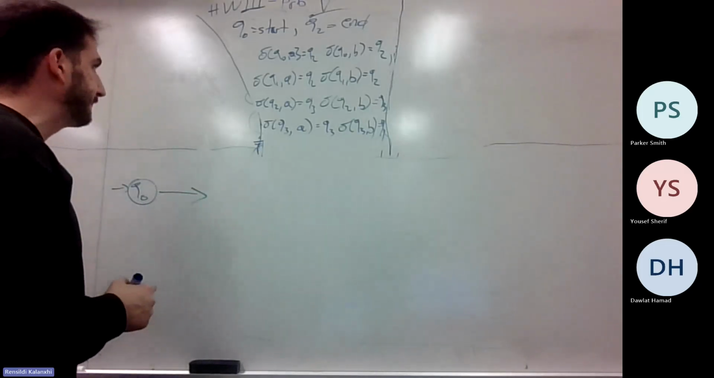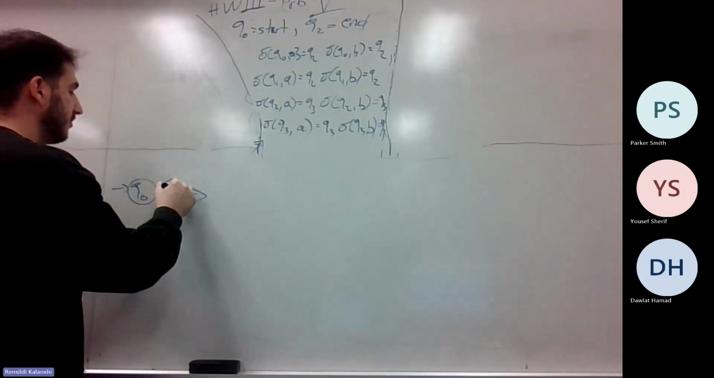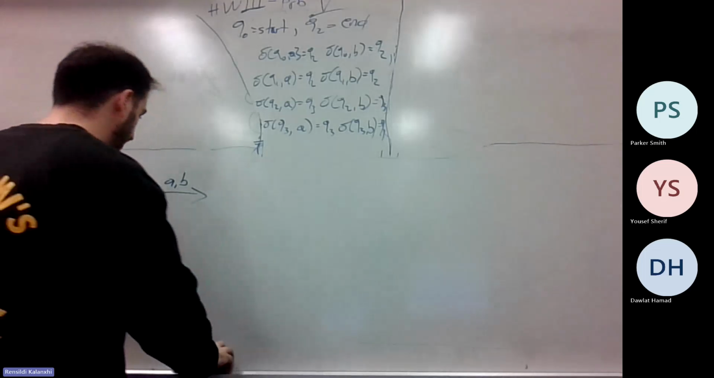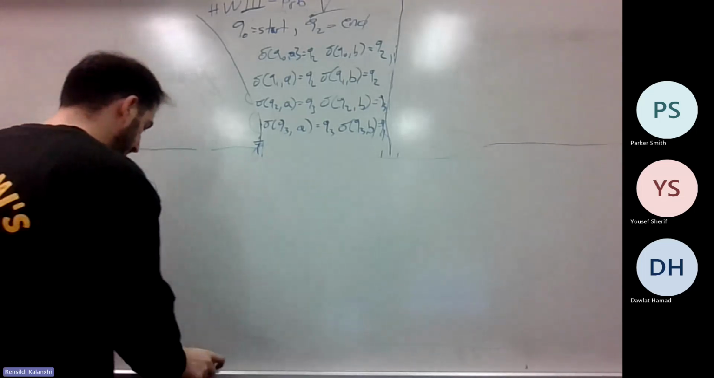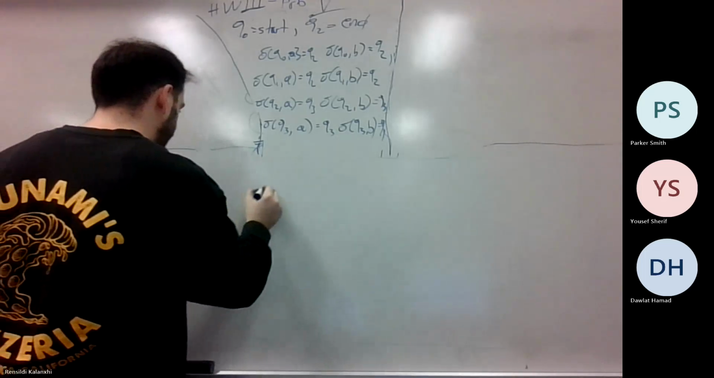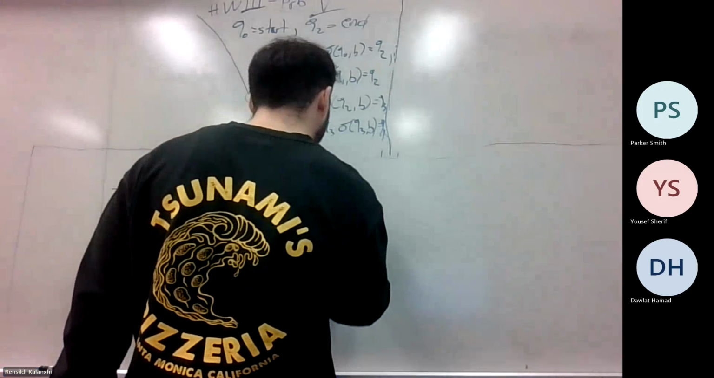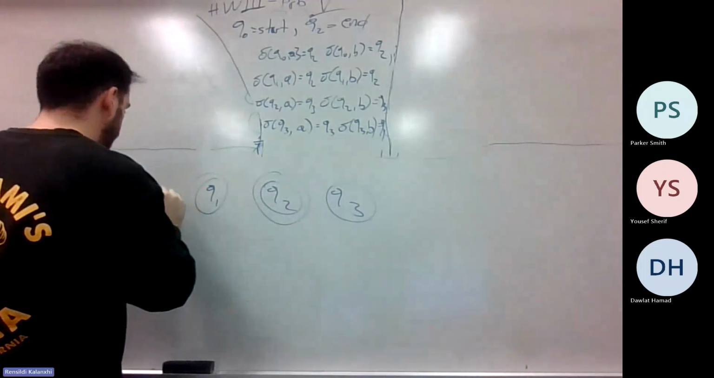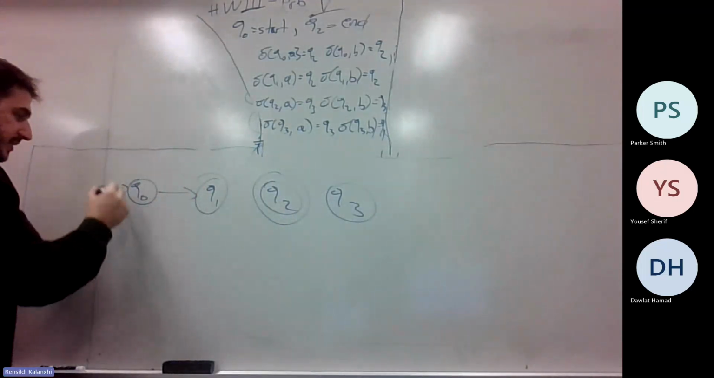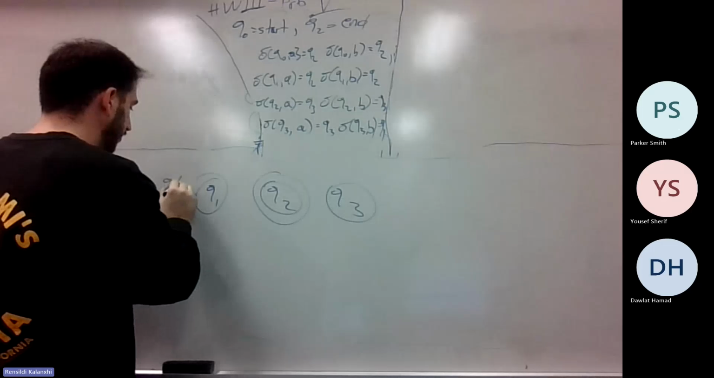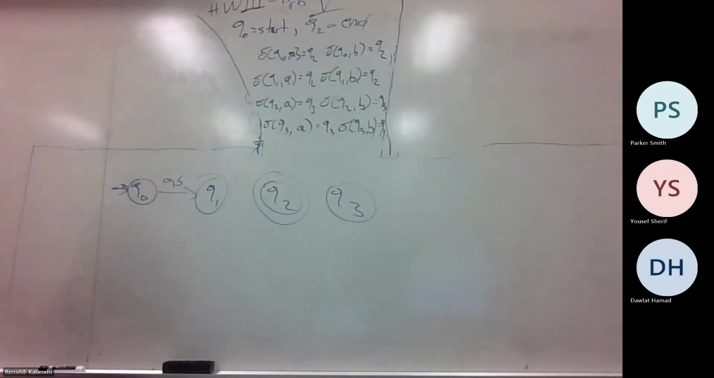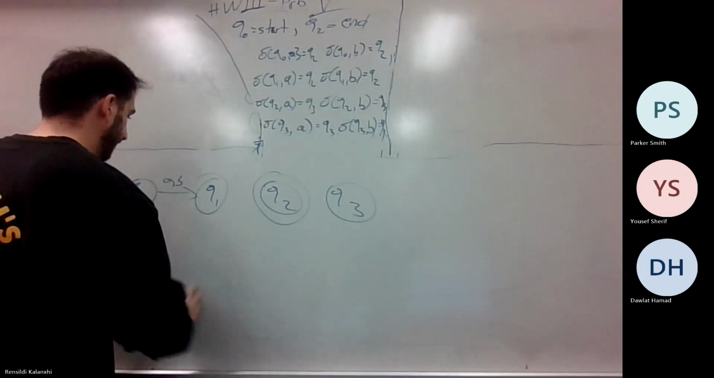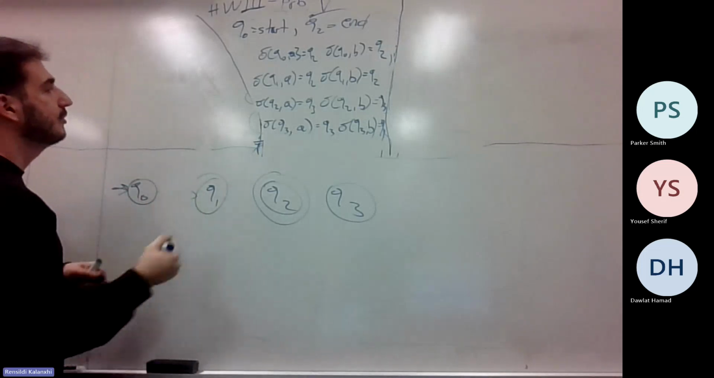But Q0 pointing A and B to Q2. Okay, so let me put them in order first. Q0, Q1, Q2, with Q2 being the final state and the other ones just being regular states. This is the initial, pointing A and B to Q1. Oh, pointing A and B to Q2, sorry. Pointing A and B to Q2.